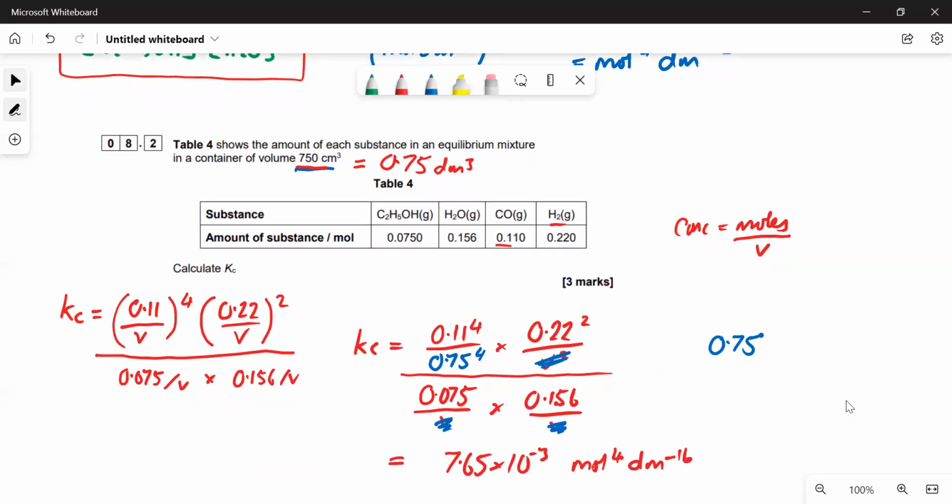You could, of course, at this point put all the V's in if you've got a graphics calculator. It's quite easy to do. But I'm a bit old-fashioned and I haven't got a graphics calculator, and so that's the way I would do it. Okay.